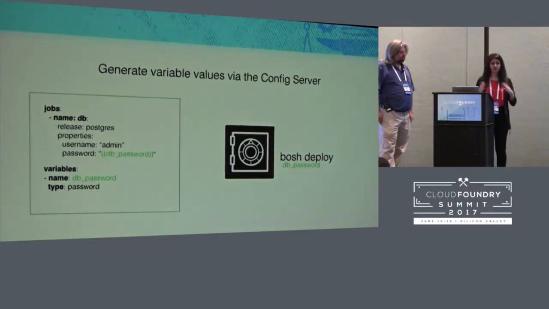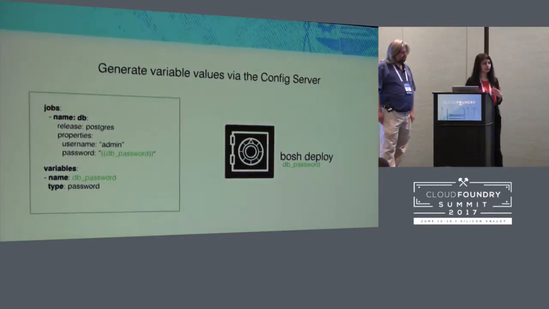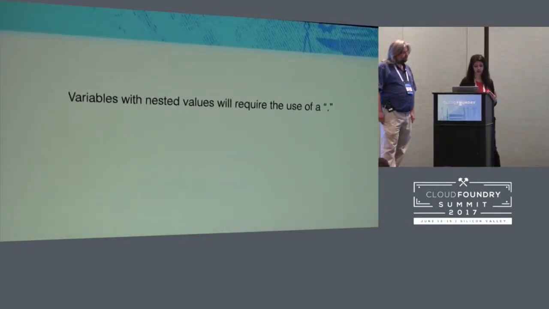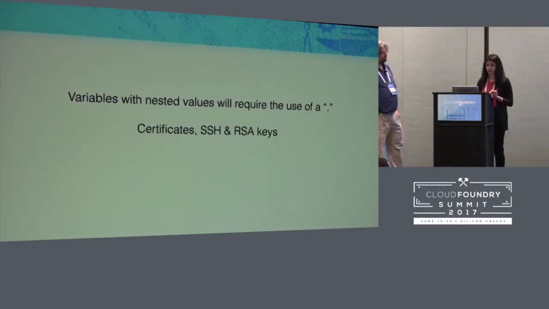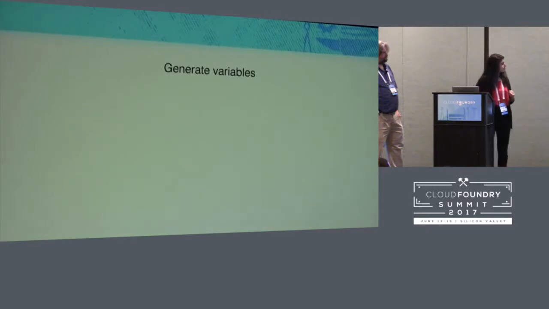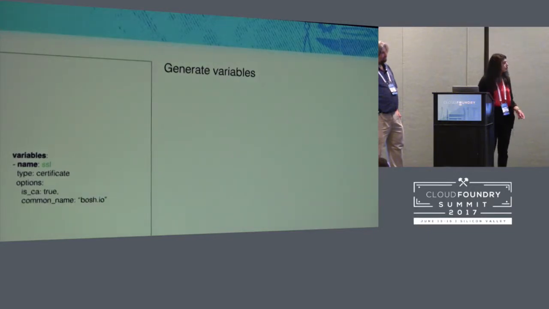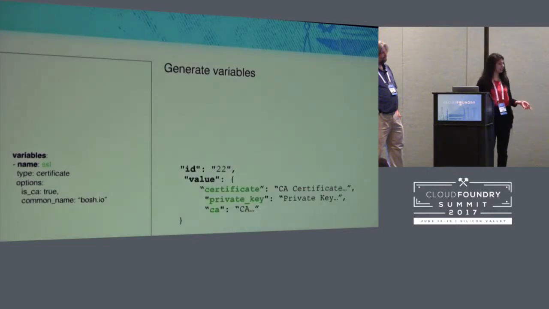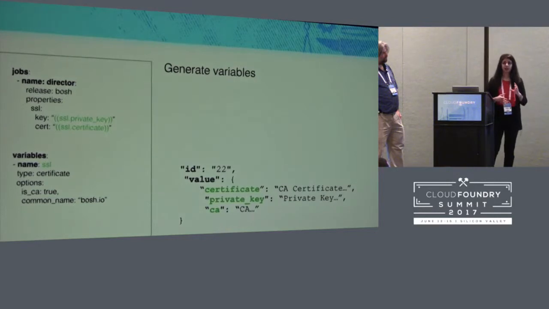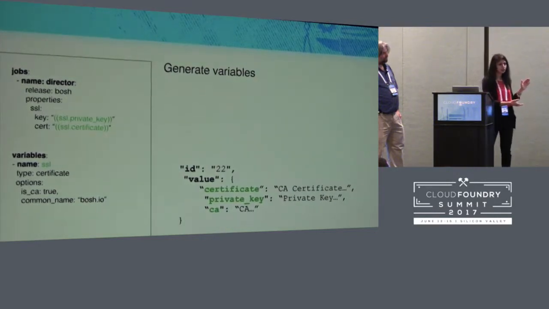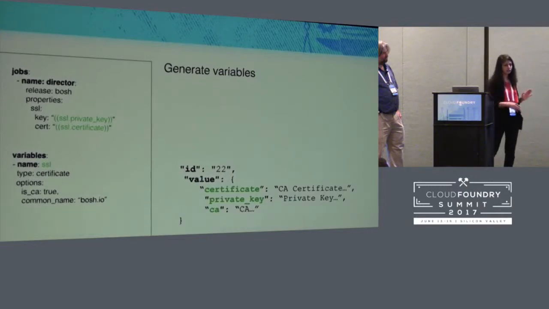So we understand that variables have types and that config server can generate those types. Some types have nested values, and they require the use of a dot operator, specifically certificates, SSH, and RSA keys. So let's look at an example. We've defined our variables block. We have the SSL variable of type certificate. We specify our options. And config server will return a JSON object that looks somewhat similar to this. So when you reference it in your deployment manifest, you do the name of the variable dot the value to get the specific one. But if you have a property that's actually expecting that JSON object, you can just refer to the variable name. You don't actually need to use the dot syntax.